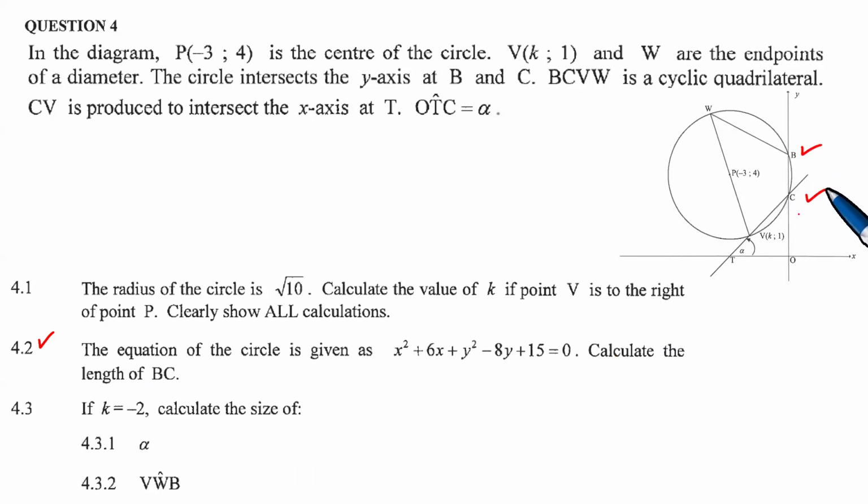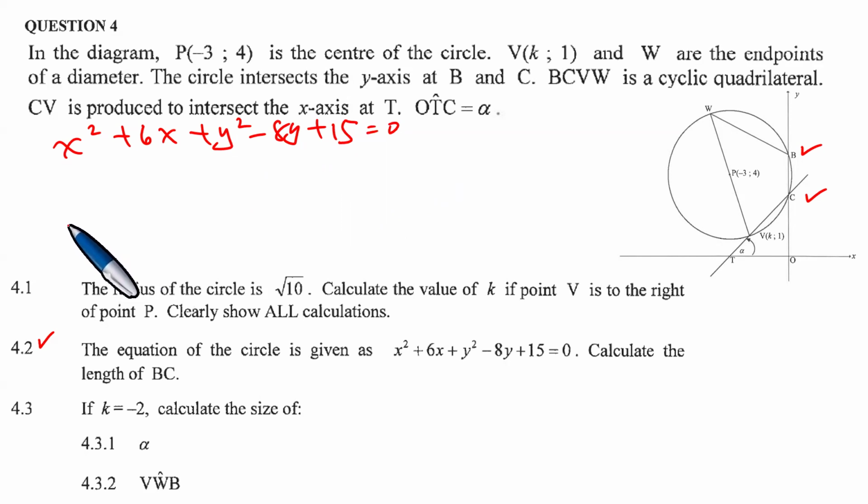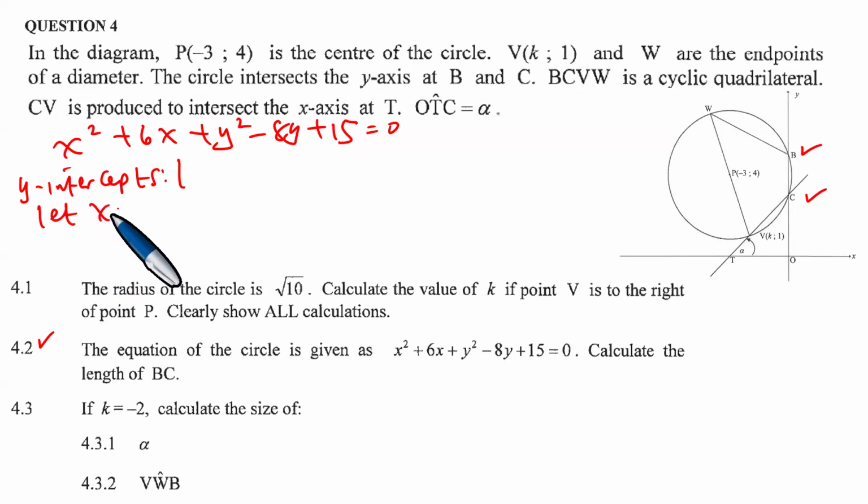To find the length of BC, there are a couple of things we need to consider. So we have x squared plus 6x plus y squared minus 8y plus 15, and the result is 0. We're interested in the y-intercepts. Obviously these are two distinct y-intercepts. How do you get the y-intercepts? To get y-intercepts, you let x be 0.